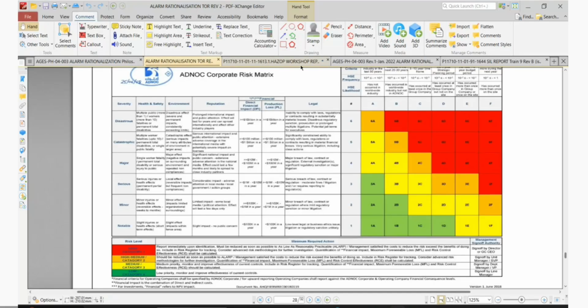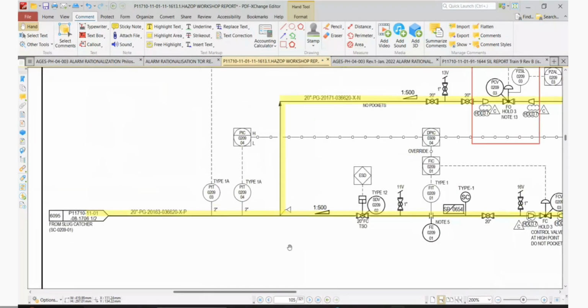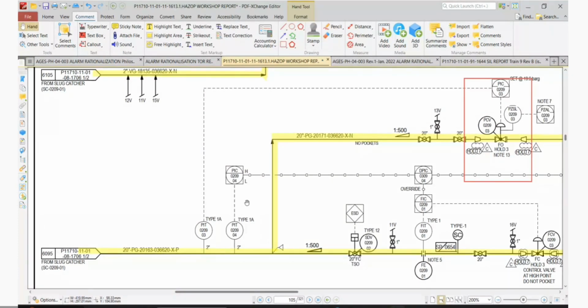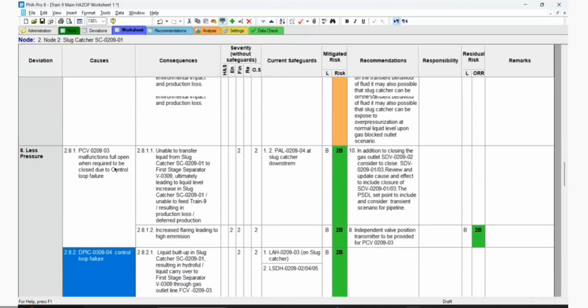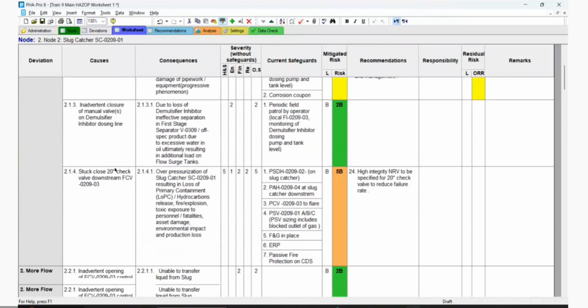Less pressure there in the worksheet? Let's see here. But this... Yes, less pressure. The pressure is in the slack, no, HL. I think it is better to go to 2.8.1, Chairman. PCB 020903 malfunction, full open when not required. 2.3.